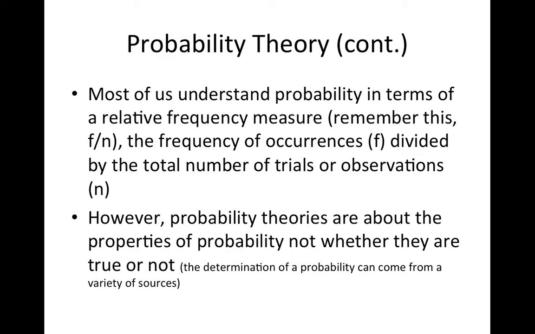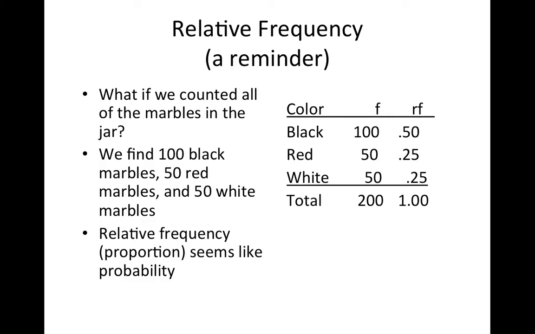Now, most of us understand probability in terms of a relative frequency measure. Frequency divided by the number of trials or observations. And we're going to assume that the frequentist position of probability works for us. That is, that relative frequency and probability are the same. However, probability theories are about the properties of probabilities, not whether they are true or not. And what that means is the determination of a probability can come from a variety of sources.